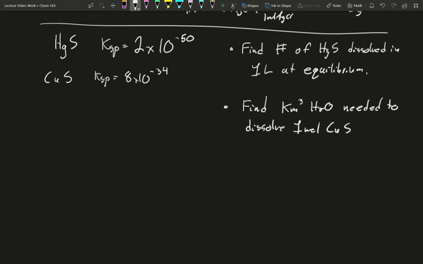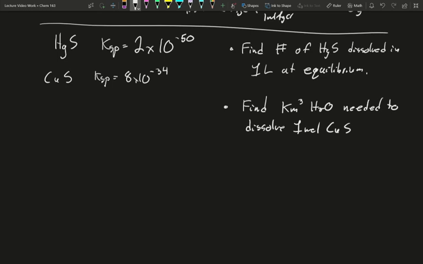In this video, we're going to try to calculate out some information about two very low solubility salts. Some salts are incredibly low solubility, to the point that we basically don't consider them soluble, but there is still just an equilibrium of a couple ions breaking free and floating around. In this case, we've got mercury(II) sulfide and copper(II) sulfide.